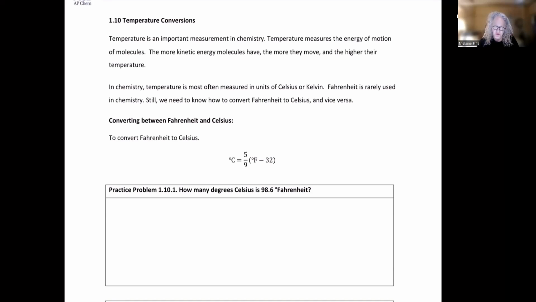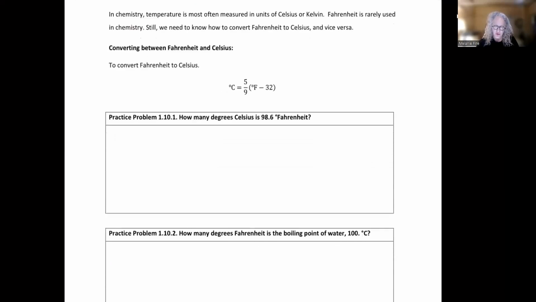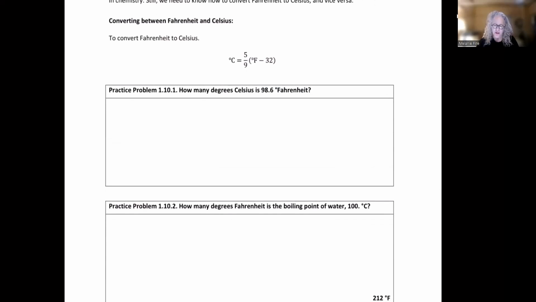If you listened to the previous video, you know how to rearrange this equation, but let's solve a sample problem together. How many degrees Celsius is 98.6 degrees Fahrenheit? So really, I am just going to put this into the equation and solve for Celsius. I always rewrite a variable before I solve for it, but this already is degrees Celsius equals. So I'm just going to plug in my numbers. 5 divided by 9 times 98.6 minus 32.